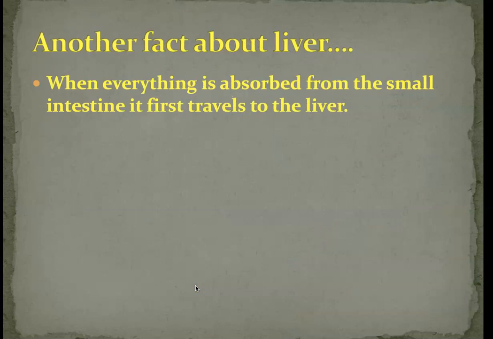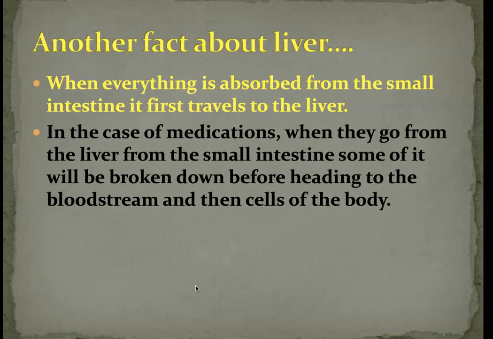Now, what happens is, like I said, when everything is absorbed from the small intestine, the first place it goes is to the liver. If you watch medication commercials, they will talk a lot about knowing your liver function and how it's functioning and how it's working. Medications go to the liver from the small intestine. So you take an amount of medication, it goes in your small intestine, you absorb it, depending on the medication some you may absorb through the stomach, but you absorb it. That medication then heads to your liver.